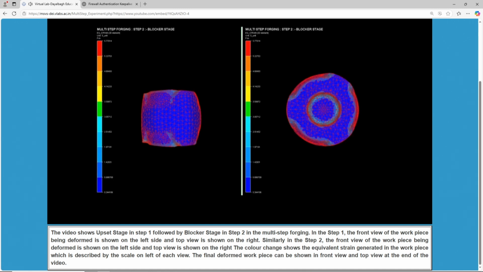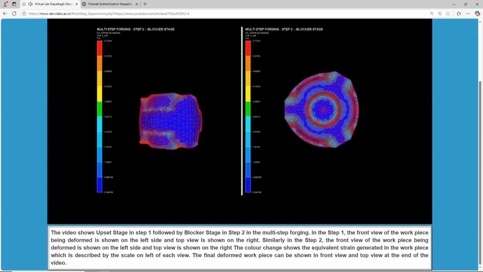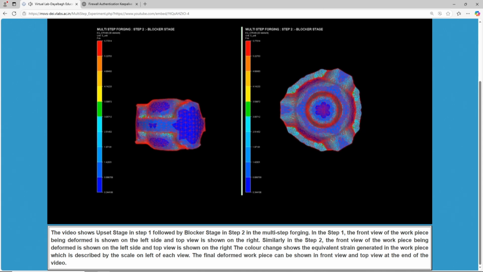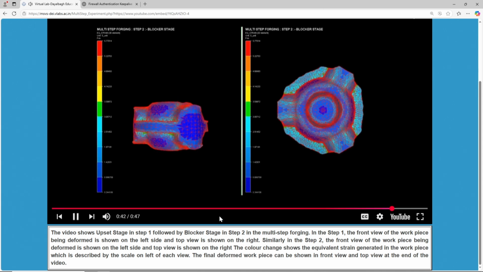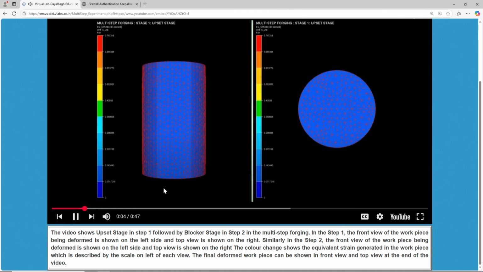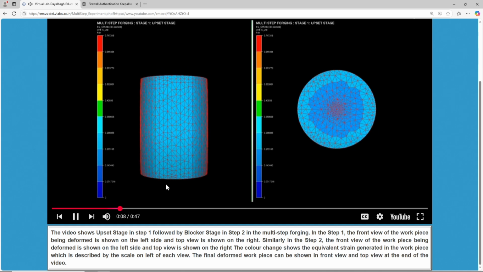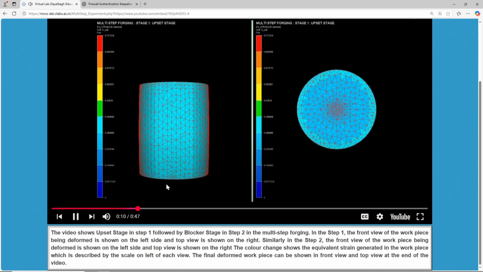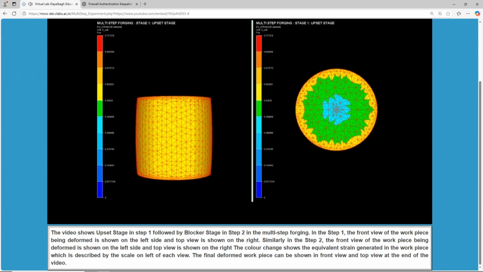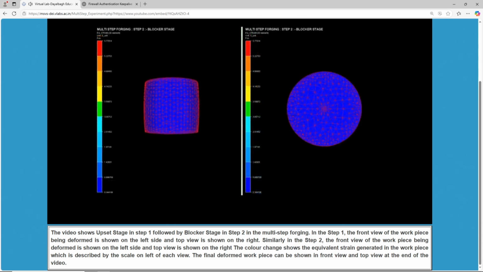This is front and the top view of the simulation. It is changing the shape. This is the second stage that is going on. This is step 2. It has come to the almost final shape. Again, I will walk you through the video. The step 1, where upsetting is happening, that is only the diameter is being increased and the length or height is being decreased, and this is how the forces or the strain is happening.